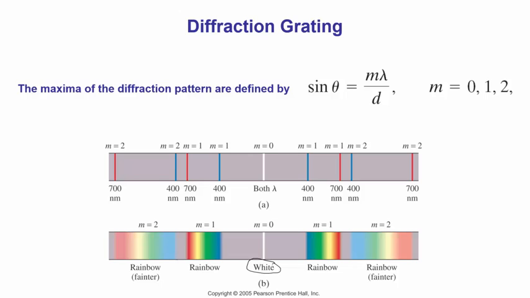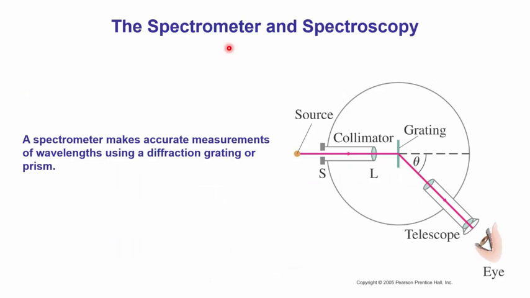And the device that we use to actually make these measurements is called a spectrometer, and the science of using spectrometers to measure these things is spectroscopy.